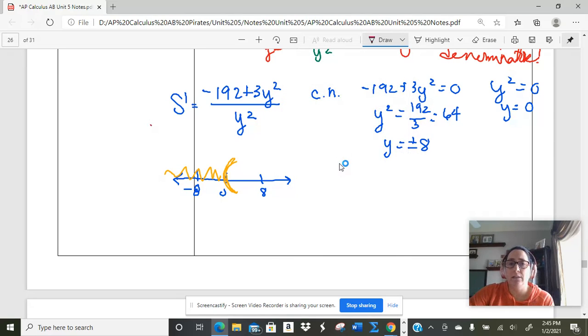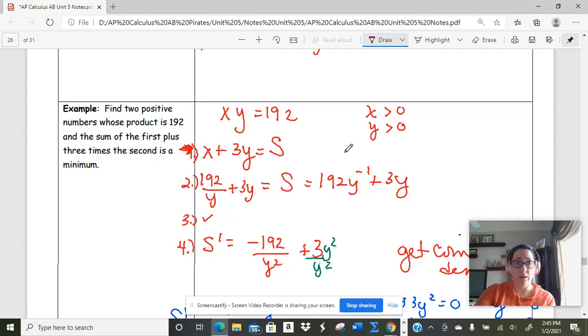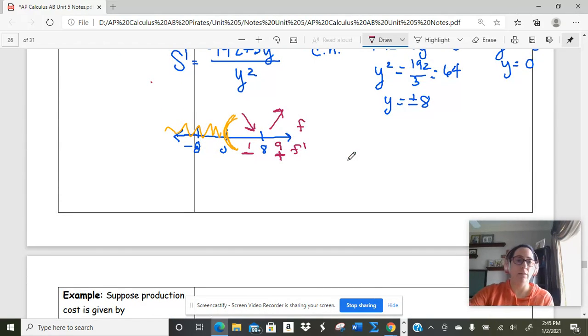So at 8, let's pick like 1 and 9 and plug them into the first derivative. So I got out a negative and a positive for my first derivative, which means f is decreasing and increasing. Thank goodness, because we were looking for a minimum. And if we didn't get negative to positive, then we wouldn't have got a minimum.